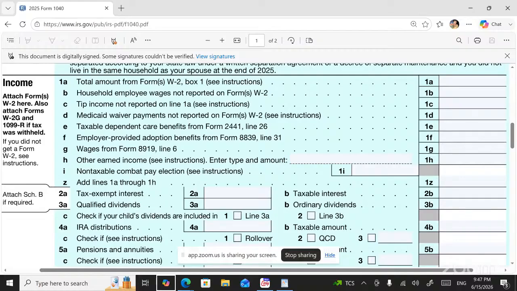1A means the W2 form directly reported by the employer. Now coming to 1D, Medicaid waiver payments not reported on W2.